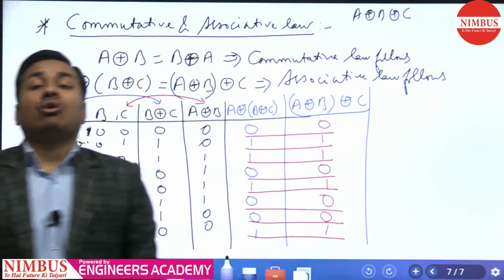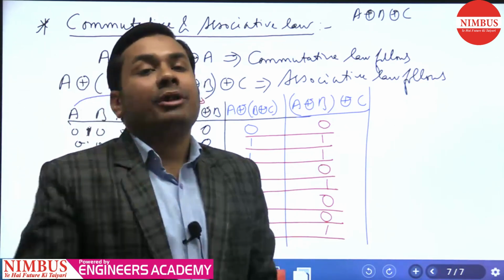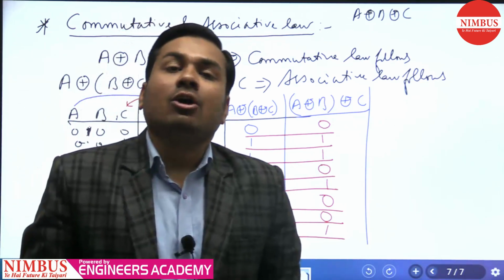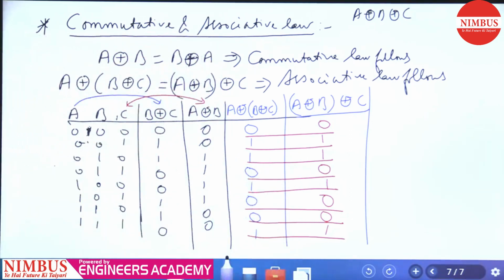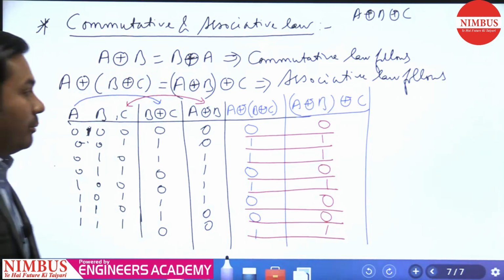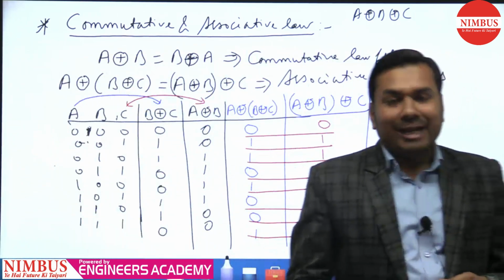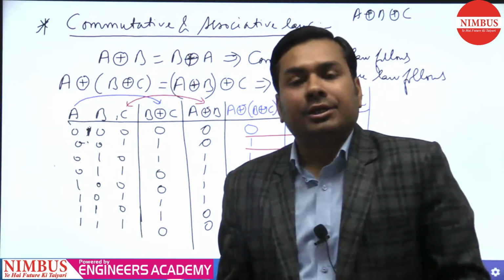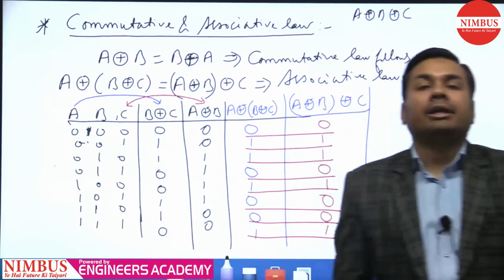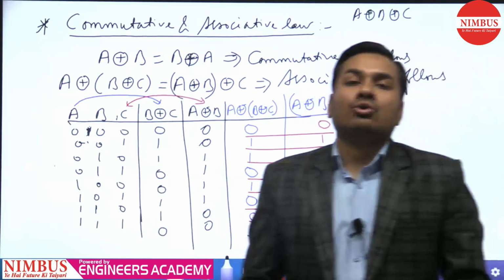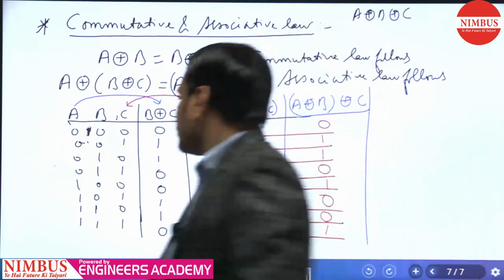When a gate doesn't follow the associative property, we have to perform the operation according to the given order only. So XOR also follows the associative law. Till now, the AND gate, OR gate and XOR gate follow the associative law, and the NAND gate and NOR gate are the gates that don't follow the associative law. Clear?